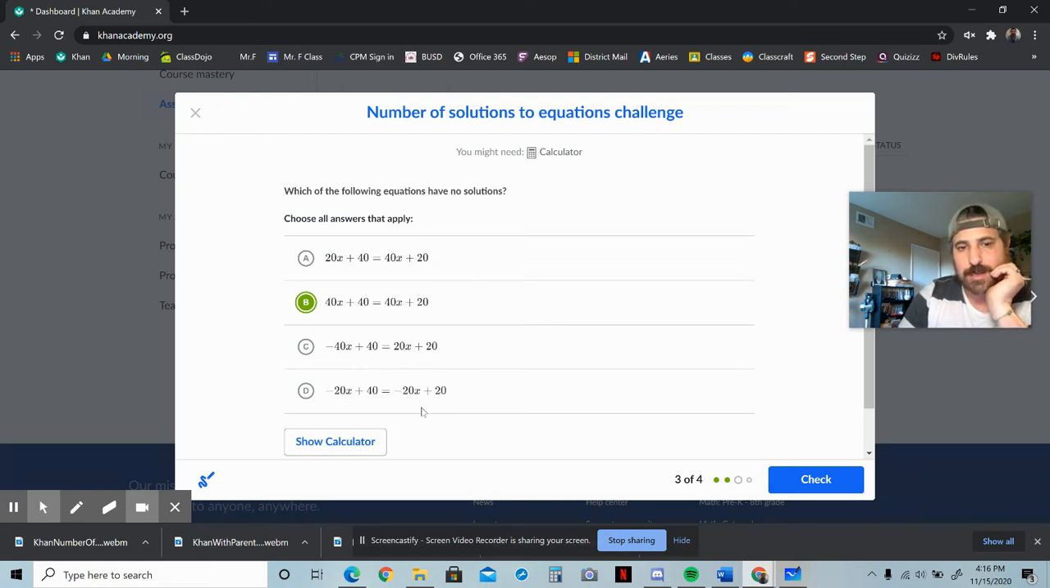Here you're going to add 20x to both sides. The variable will go away. But what are you left with? 40 equals 20. Does 40 equal 20? No, no solution. Great. And that's it. Those are the two that are no solution.